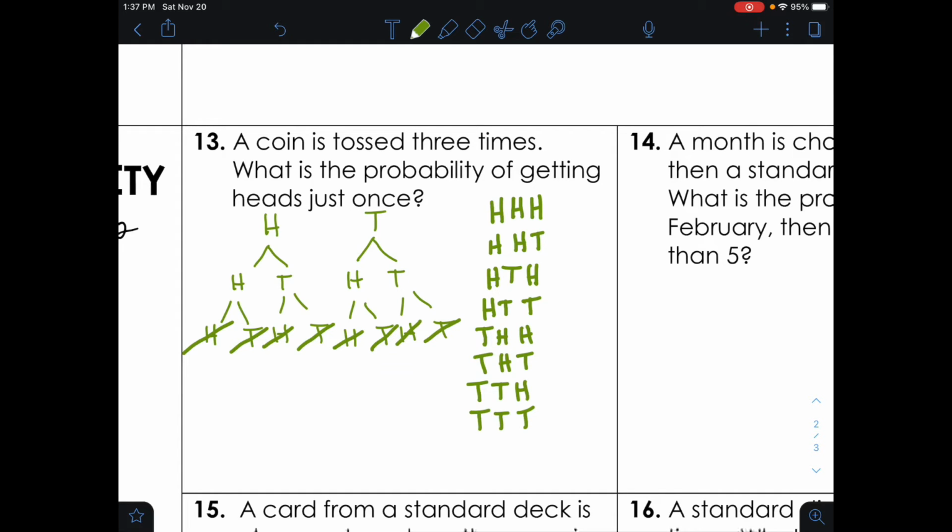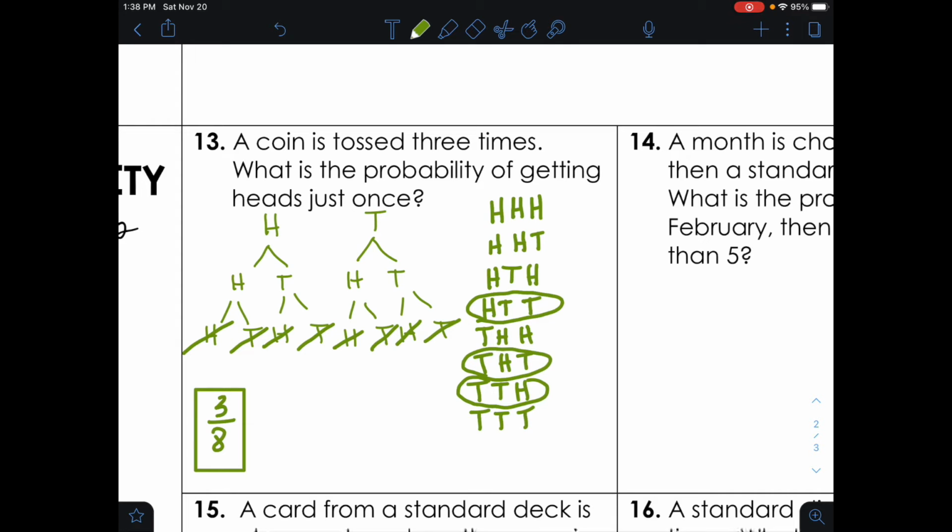And it says, what's the probability of getting heads just once? Well, let's see. I see heads just once here. It's just 1 heads. I see another one here, just 1 heads, and 1 right there, and that's it. There's only 3 that have heads only once, so that's 3 out of 8. So the answer is 3 out of 8. Now, that's the long way, okay? Or that's like the longer way, I guess.